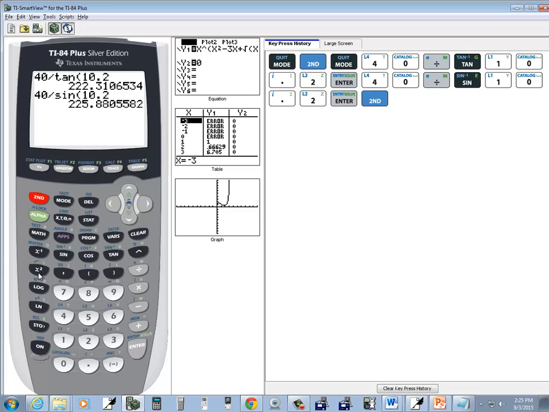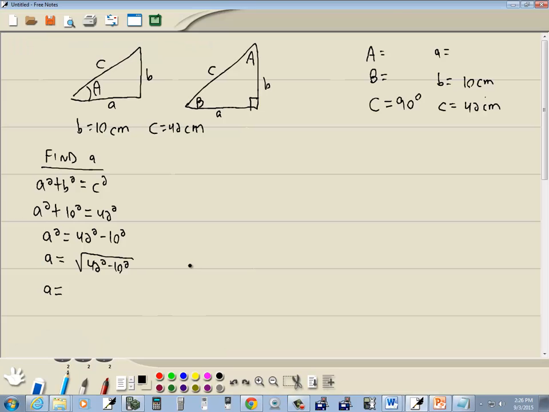So I'm going to do my second x squared, 42 squared minus 10 squared. And then press enter. Now I take it to 3 decimal places. So that gives us 40.792 centimeters. Okay, so put that up here. I got 40.792 centimeters. Now, a is an approximation, so we don't want to use that if we can help it. We're going to stick with b and c on these problems.